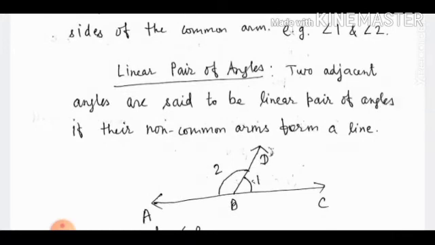Now linear pair of angles. Two adjacent angles are said to be a linear pair of angles if their non-common arms form a line. You may see here angle 1 and angle 2 also. Here, their non-common arms BC and BA form a line AC. That's why this is called linear pair of angles, and the term linear comes from the word line.